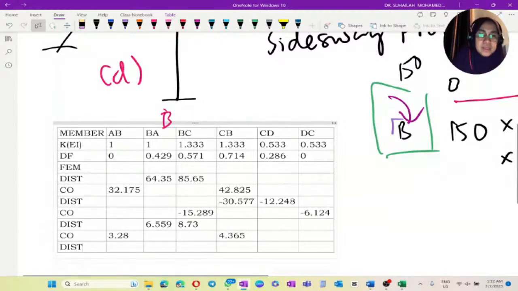Distribution. We will get negative, negative for CB and CD. 4.365 times 0.714 is 3.117, and the other one is 1.248.